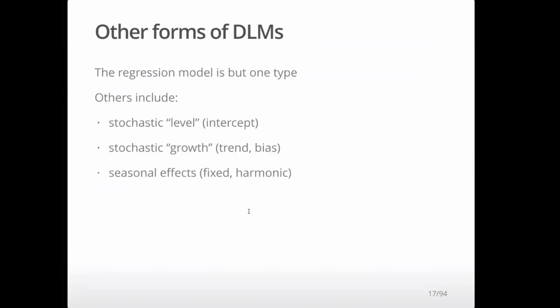Okay, so regression models are just one type of DLM. There's any number of others. There's something that's called a stochastic level. We can think of that as a stochastic intercept. There's a stochastic growth, which we tend to refer to as something like trend or bias. And you can also include seasonal effects, right? These could be something like month of the year, or you might try to use some other predictor, like a discrete Fourier sequence based on sine and cosine waves.